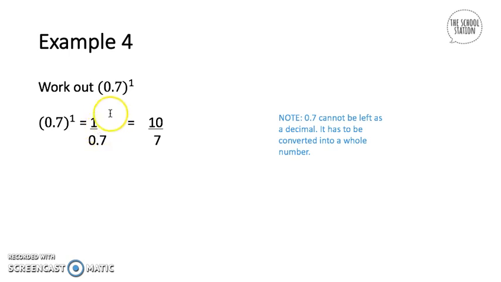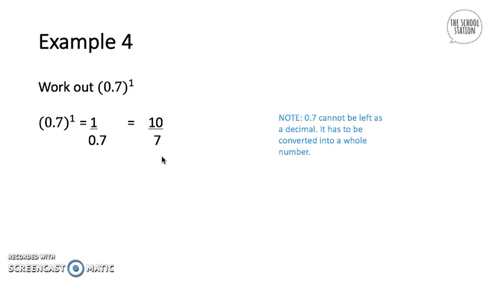And the way I would do this is I would multiply both sides of the fraction by 10. So I multiplied 10 to the numerator, which becomes 10, and I multiplied 10 to the denominator, because that's the easiest way of getting to a whole number. So 0.7 times 10 is 7. So your answer is going to be 10 over 7. You can also make this into a mixed fraction, but I just left it as an improper fraction.